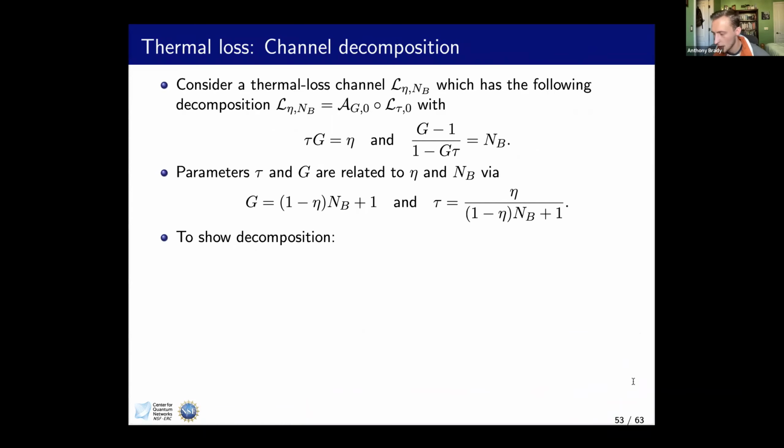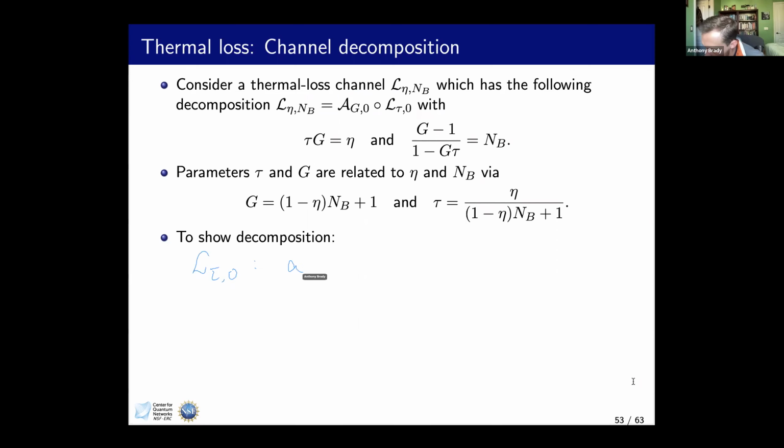Okay. So thermal loss actually admits a nice channel decomposition, which is useful to know. A general thermal loss channel, written here, L, eta, NB, where eta is the transmission probability and NB is the number of background quanta, is actually equivalent to a pure loss channel followed by an amplifier, which satisfies these relations. So tau G is equal to eta, and then the number of background quanta is related to this. That's not so important, but it's important to know that this decomposition is possible. I was going to write this decomposition in detail. I guess maybe I can. This actually won't take long.